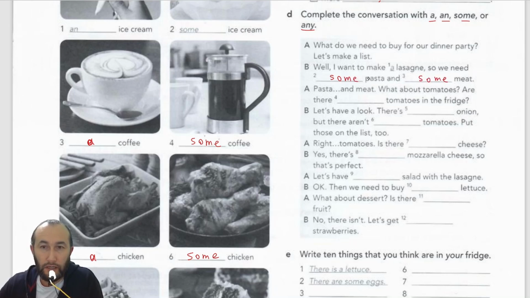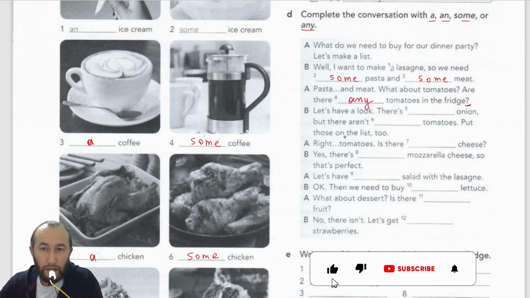Uncountable nouns. Meat and pasta, they are uncountable, so we're using some with them. So A goes here, pasta and meat. What about tomatoes? Are there? That's a question, guys. Tomatoes is plural, but in the question we use any. Are there any tomatoes in the fridge?